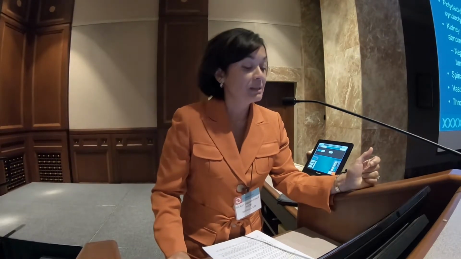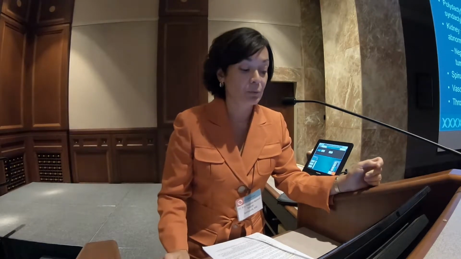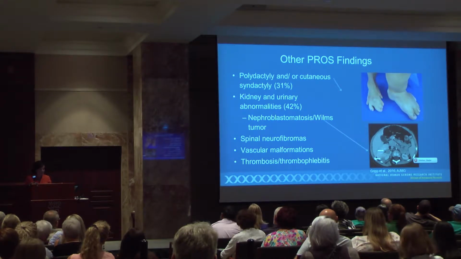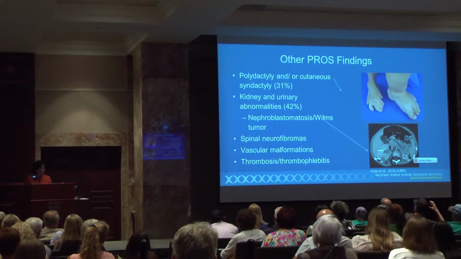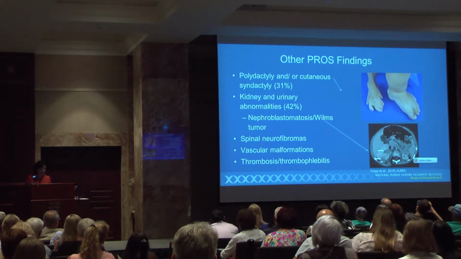We've also seen other types of growths, including spinal neurofibromas, which are typical of another condition called neurofibromatosis type 1. This individual did not have evidence of gene mutations that cause that disorder. Vascular malformations, as we discussed, and some of the associated complications that can go along with that, including what's called thrombosis, or blood clots, and superficial blood clots, thrombophlebitis.